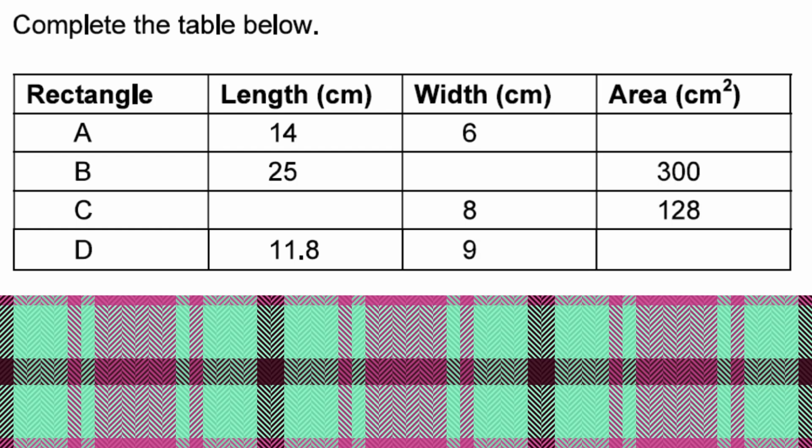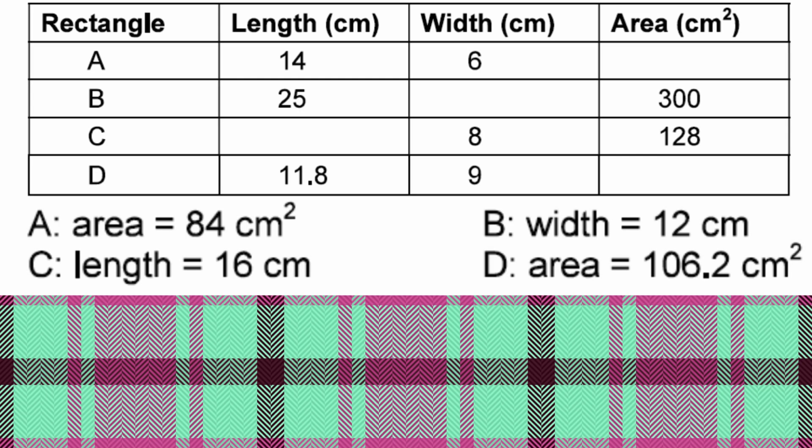For the next question, you are given a table. There are 4 different rectangles you have here, A, B, C, and D. In some situations, you're given the length and the width, and you need to determine the area. In others, you are given either the length or the width, and also given the area. And you need to determine how to find the missing part.